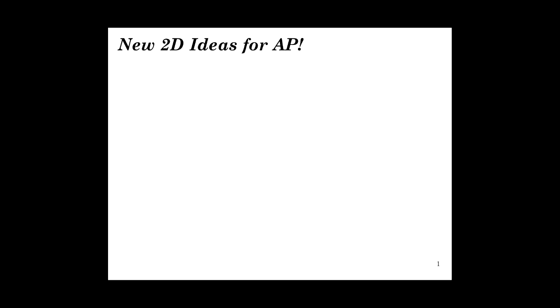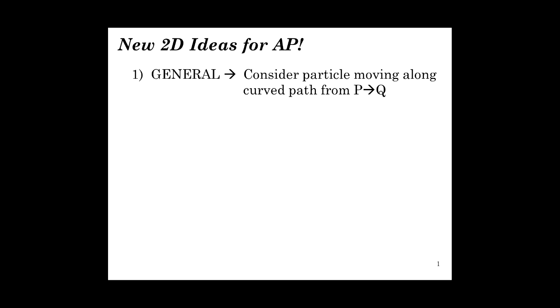Okay, now we've got to progress to the AP level of analyzing 2D motion, so a little more general, a little more complicated, because you are ready for it. So in general, we can consider a particle moving along a curved path from P initially to Q later on. And so the initial position is just specified as the vector R0. Okay, in this case it's two-dimensional.